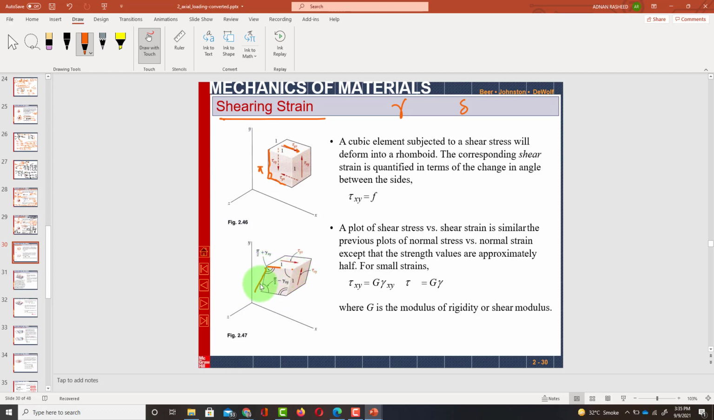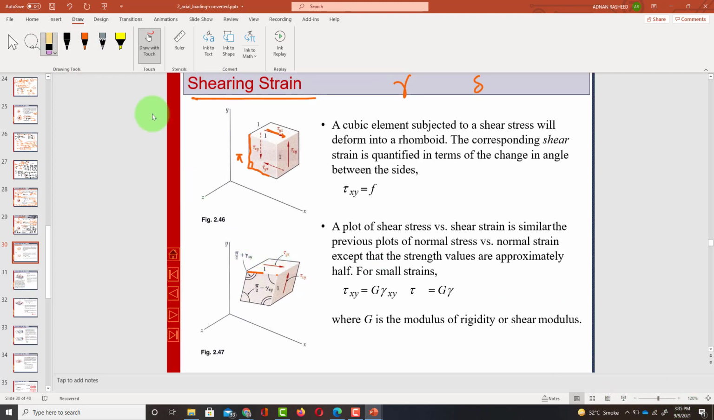Clear? अगर आप देखें इधर आपको नजर आ रहा हो तो, let me zoom. So you can see now the angle is reduced here, but here the angle is increased. Similarly, यहाँ पे angle increase हो रहा है और यहाँ पे decrease हो रहा है. So initially it was pi by 2, now it is pi by 2 minus gamma xy. Similarly, here it is increasing. So this gamma xy is shear strain in that plane, and this is measured in radian.